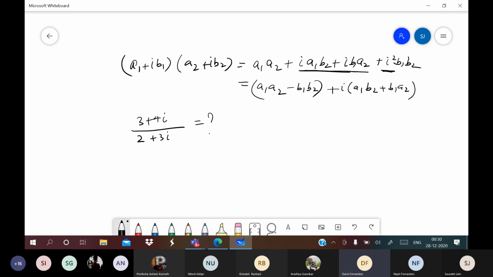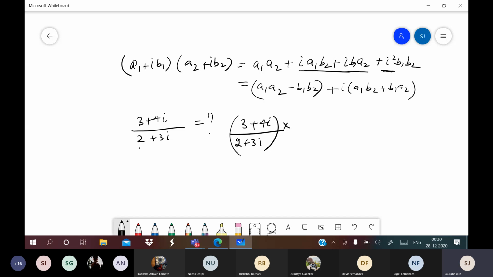So multiply by the denominator's conjugate. Yeah, very good. See, there is nothing called division. You won't say, sir, we will divide 3 by 2 and 4 by 3. There is no division of such thing, like you divide the real part and you divide the imaginary part. In fact, what you have to do is rationalize here, and for that, you multiply this numerator and denominator by the conjugate of the denominator.